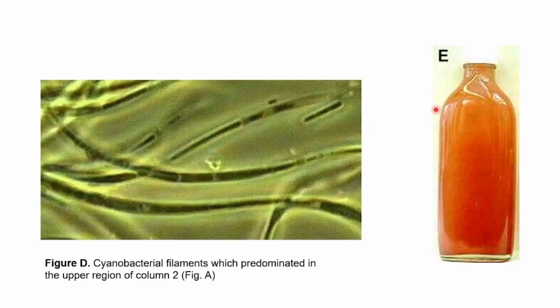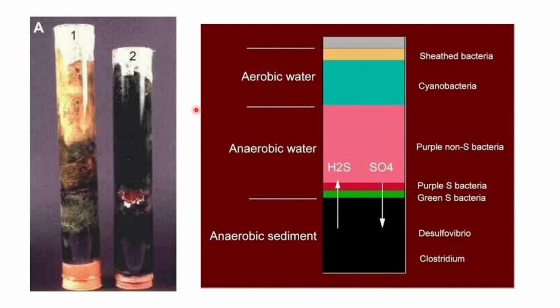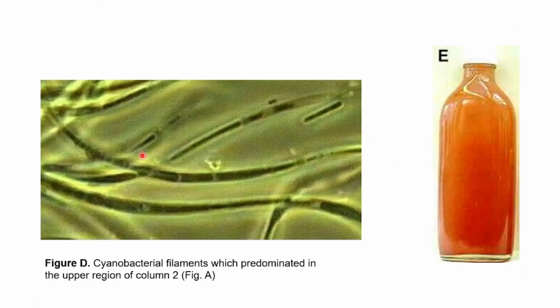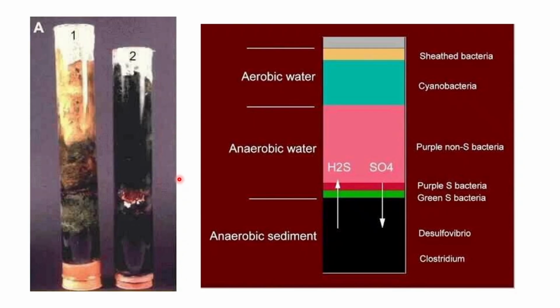But the purple non-sulfur bacteria are intolerant of high hydrogen sulfide concentrations, so they occur above the zone where the green and purple sulfur bacteria are found. The column shown at the top here has passed the stage where these organisms are common because the water column has become oxygenated by cyanobacteria. This is figure D. Figure D shows cyanobacterial filaments, which predominate in the upper region of the column, column 2 over here.